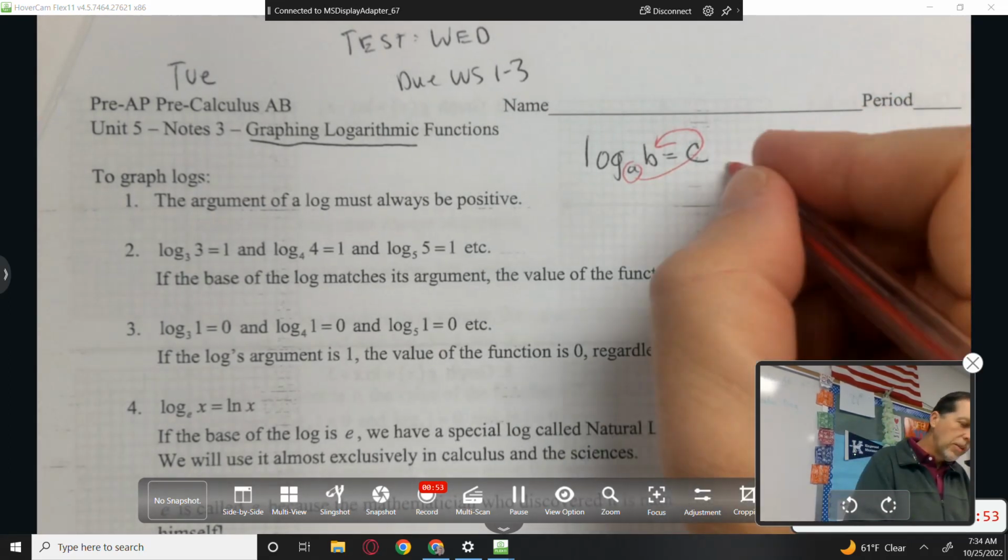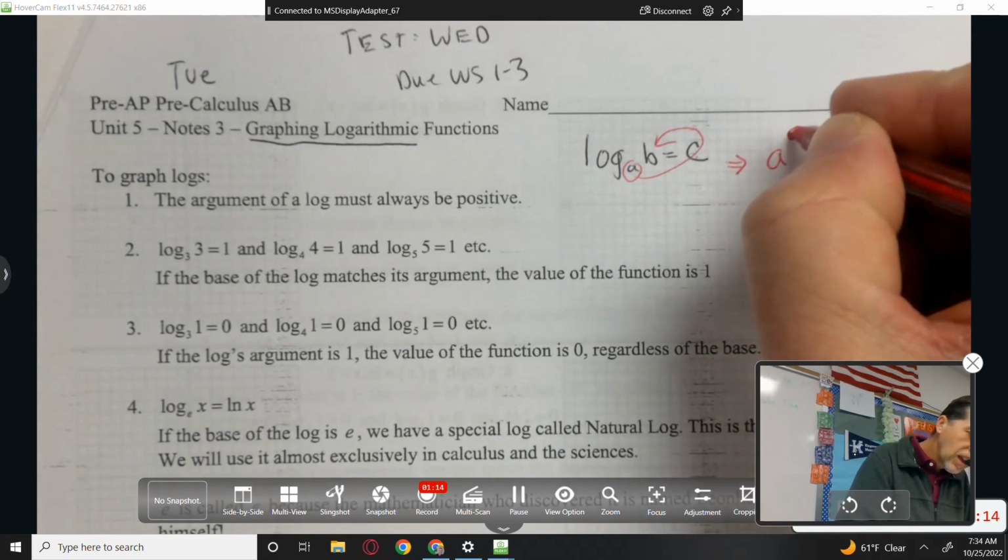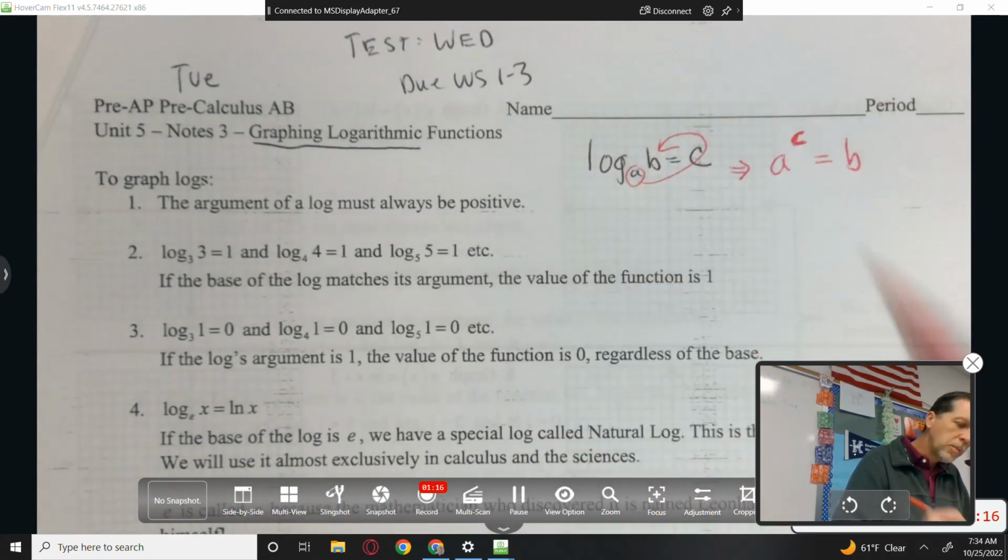So that's how we can sort of translate logs to exponents. And that's going to be a big chunk of what we do the next week and a half or so. If you get stuck on a log problem, make it an exponent problem, because you probably know exponents better than you know logs. A to the C equals B.